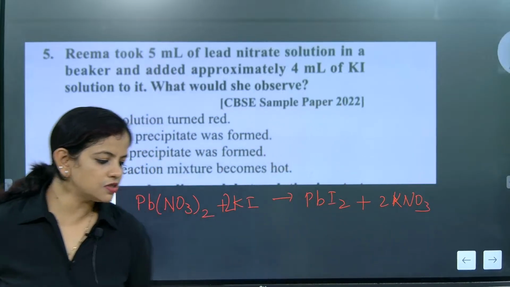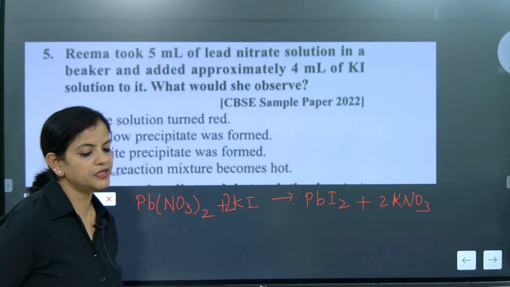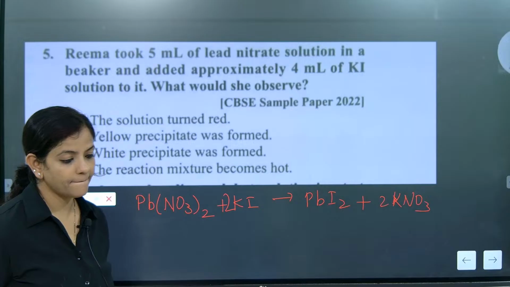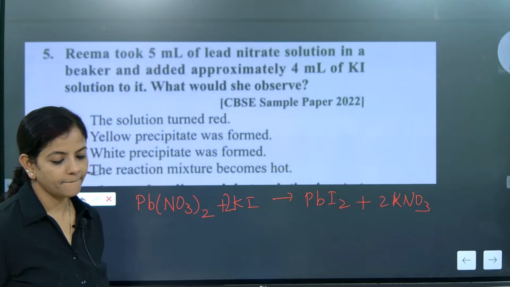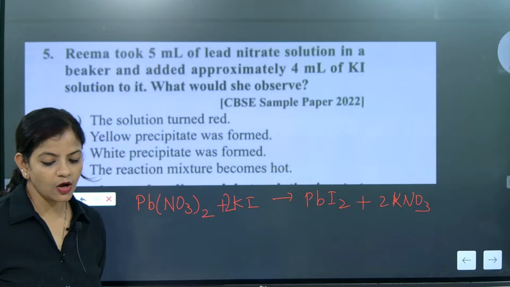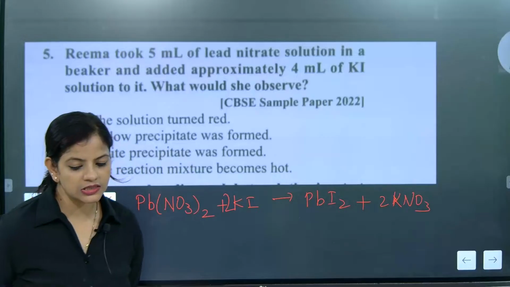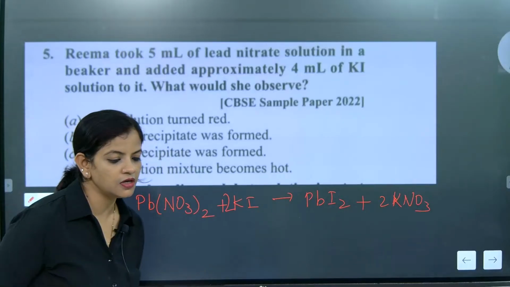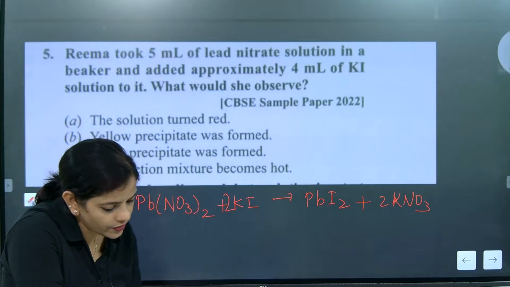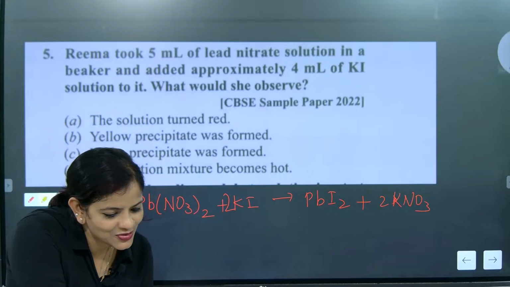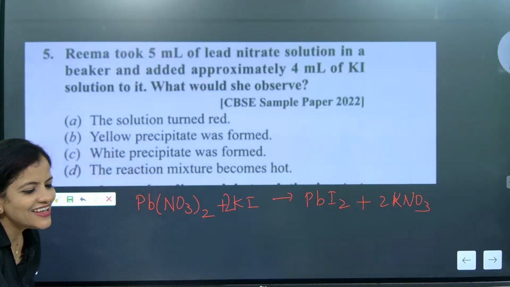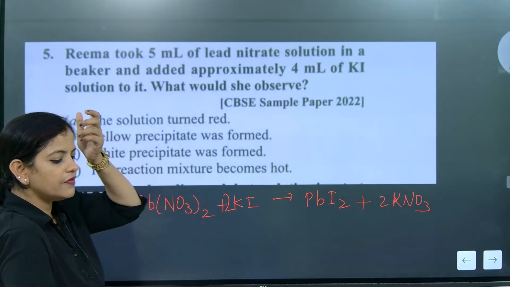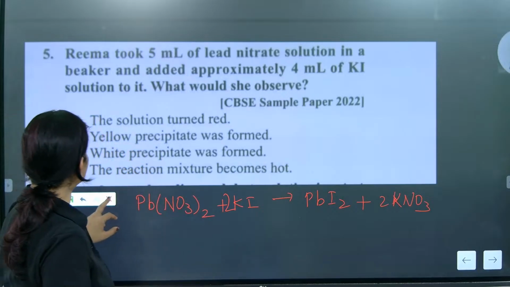So aqueous, this is a real case of a precipitation reaction. Precipitate is obtained. Yellow PPT obtained, absolutely correct. The answer is B only, that is, yellow precipitate was formed. Lead iodide is yellow PPT. Absolutely correct. I was waiting for someone to say this. Yes, lead iodide is the yellow PPT obtained. That's a true answer. Very good. Shall we go for the next question, please?